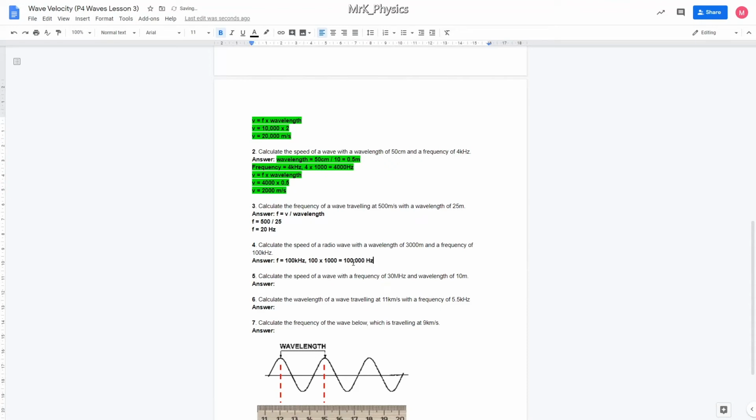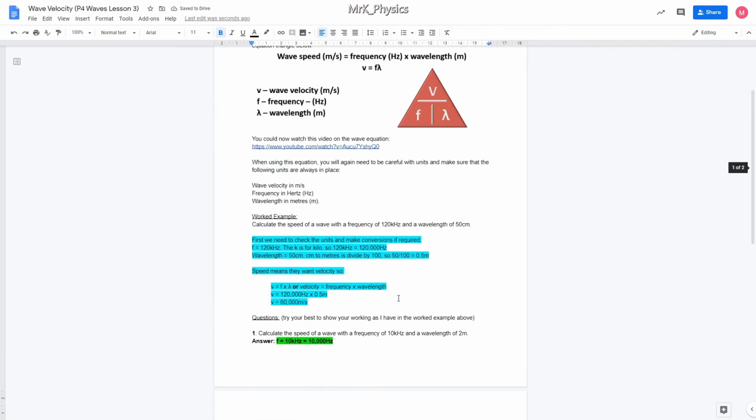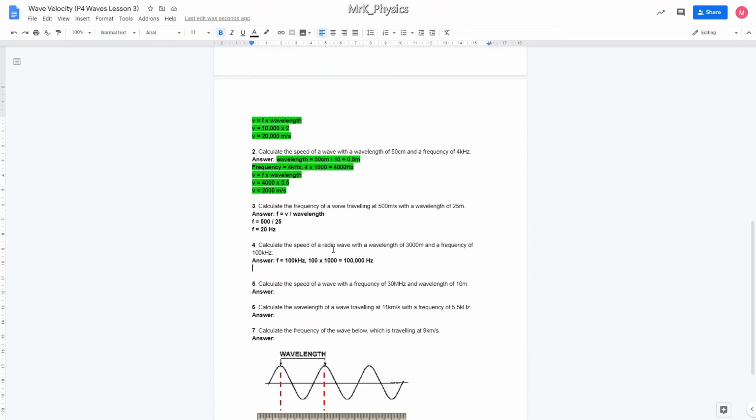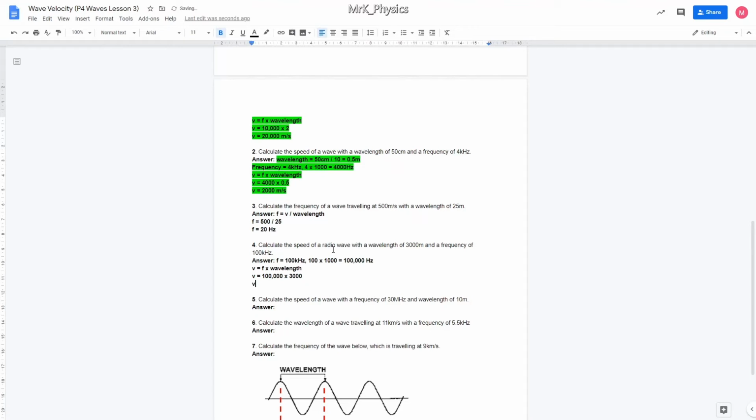100,000 hertz. Now what can we do with that information? We want to work out the speed. So this is one that we haven't done yet. So if we cover up the V, what are we left with? We're left with frequency times wavelength. So just going to put our equation in, which is V equals frequency times by wavelength, or V, now we substitute 100,000 hertz times by the wavelength, which is 3,000 meters, and that looks like quite a lot, but let's just see what our answer comes out as.